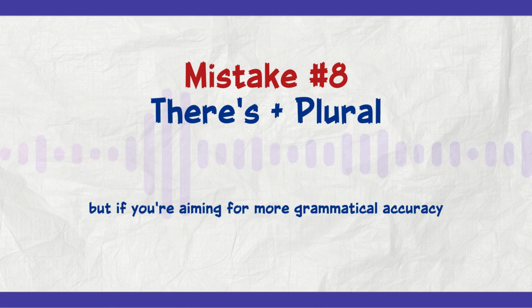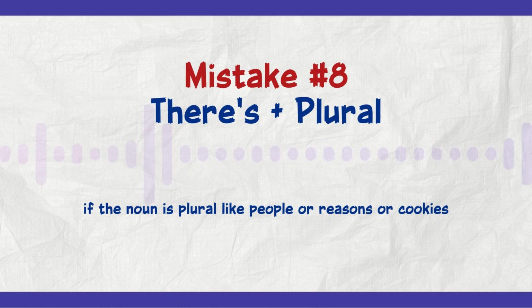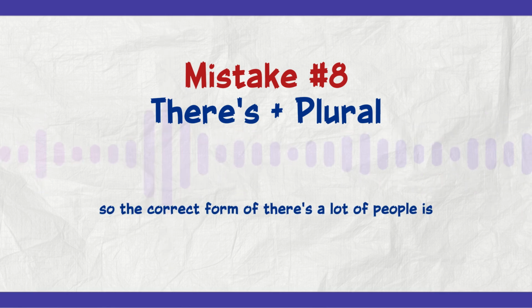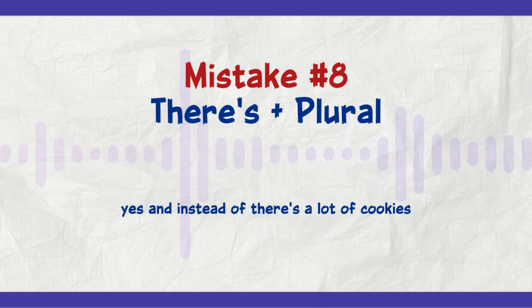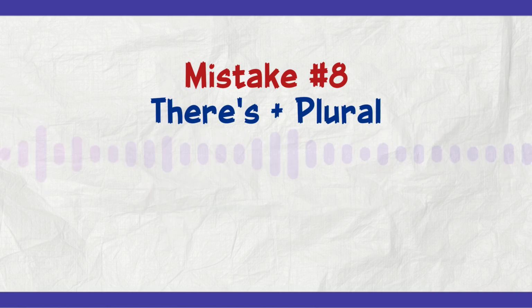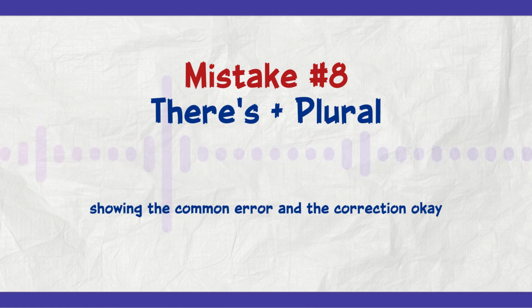But if you're aiming for more grammatical accuracy, especially in writing, then you should match the verb to the noun. If the noun is plural, like people or reasons or cookies, you should technically use there are. So the correct form of there's a lot of people is there are a lot of people. Yes, and instead of there's a lot of cookies, it should be there are a lot of cookies. Let's look at some more examples you might use, showing the common error and the correction.